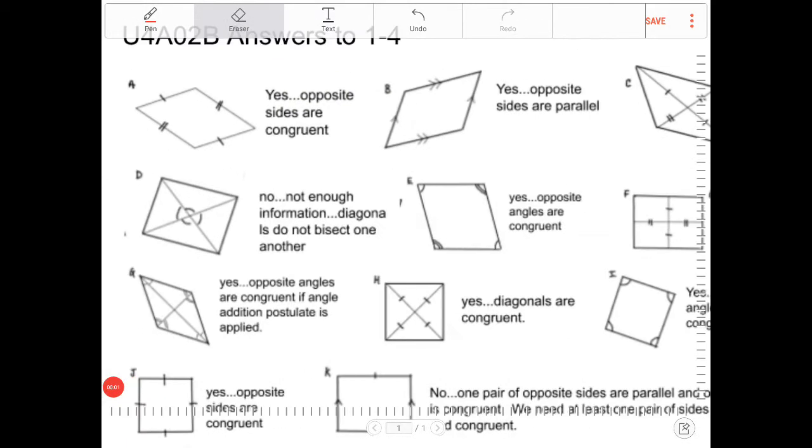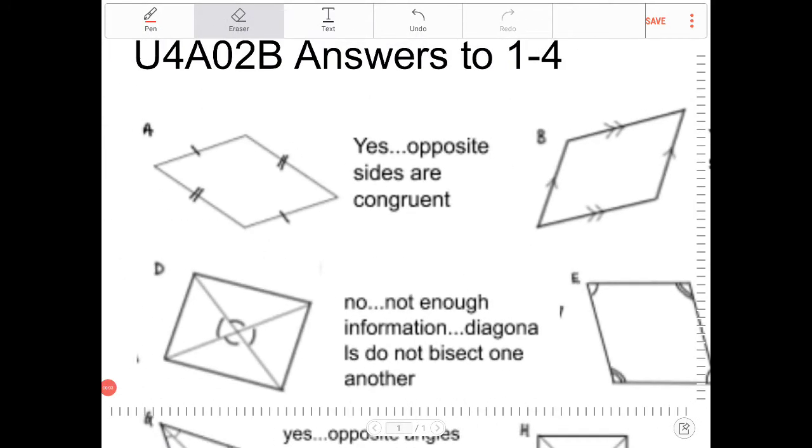Hello students, in this video I will go through the solutions to exercise U4A02B rather than going through it live with you, just because it would require a lot of writing on my part and the video would end up being 40 minutes long like the last video, and I don't want the video to be overly long. So I already have all the solutions written out, and I'm just going to summarize and explain my thoughts and why I came to those conclusions.